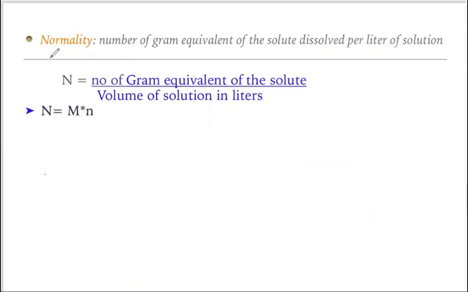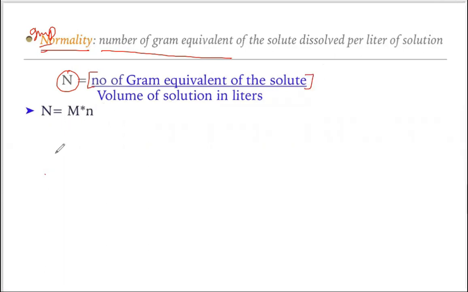Next slide, we are going to talk about normality. This is very, very important. What is normality? The number of gram equivalents of solute dissolved per liter of solution. So first we have to understand what this gram equivalent is. This is the main confusion. So N is equal to the number of gram equivalents of solute divided by the volume of solution in liters.